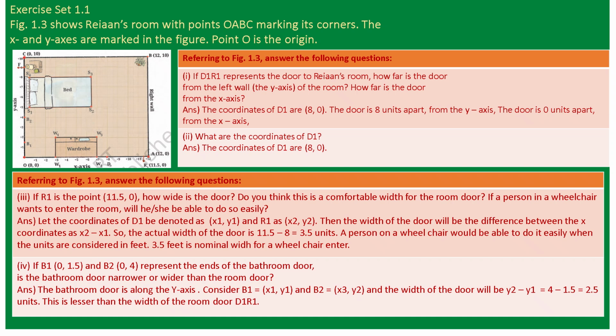Now the distance between these two y coordinates, that is 4 minus 1.5, which is 2.5, will be the width of the bathroom door. But what is the question? Is the bathroom door narrower or wider than the room door? From the previous question, we found that the width of the room door was 3.5. This bathroom door is 2.5 units. So this is obviously less than the width of the room door D1.